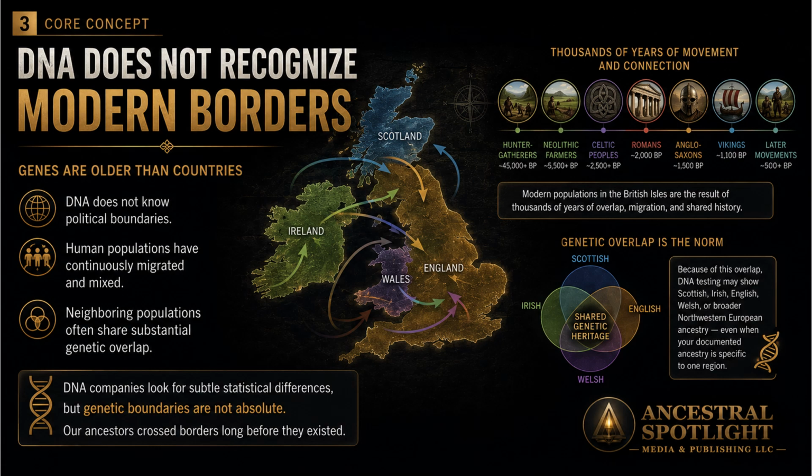As a result, there are many genetic similarities among these populations. DNA companies attempt to identify subtle statistical differences between these populations, but the boundaries are not absolute. A person with documented Scottish ancestry may receive estimates that include Scottish, Irish, English, or Northwestern European categories depending on the reference populations and algorithms used by the testing company. This does not necessarily mean their family history is incorrect. It reflects the reality that human populations have always been connected.